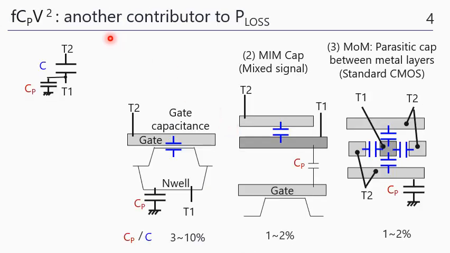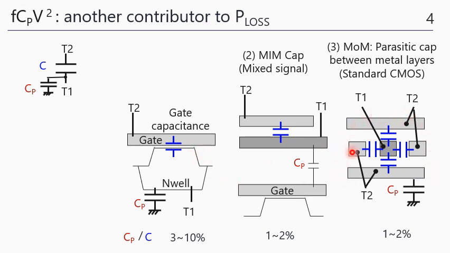Okay, let's look at another contributor to P loss. This is the charge pump capacitor C, and if you want to realize this capacitor in the integrated circuit, you may use the gate capacitance of transistors, or a MIM capacitor here, or a MOM capacitor, using multiple metal wiring layers like this.